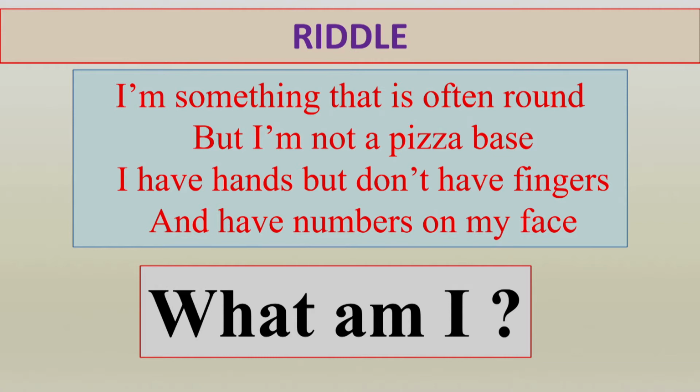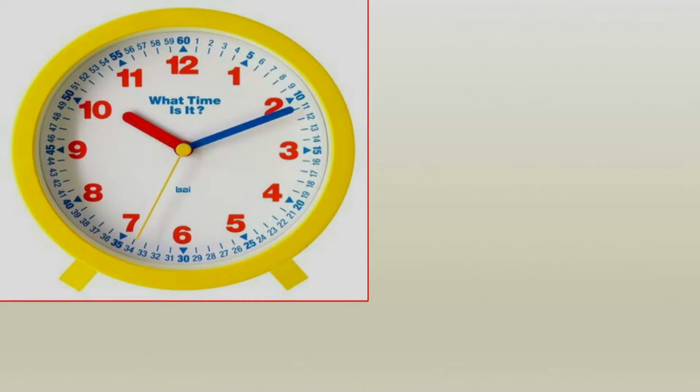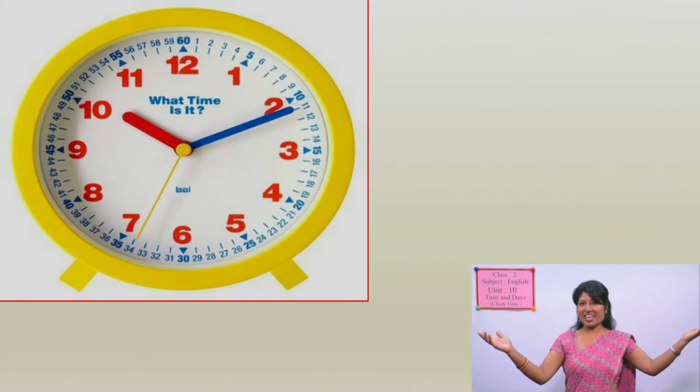Let me read the question once again. I am something that is often round, but often means not always, sometimes in other shapes too. But I am not a pizza base. I have hands, but don't have fingers, and have numbers on my face. What am I? Yes, let me show you the pictures. So what is it?